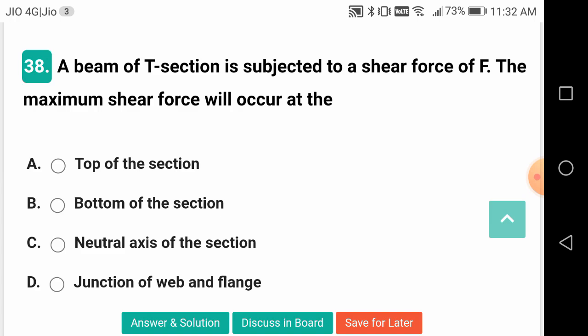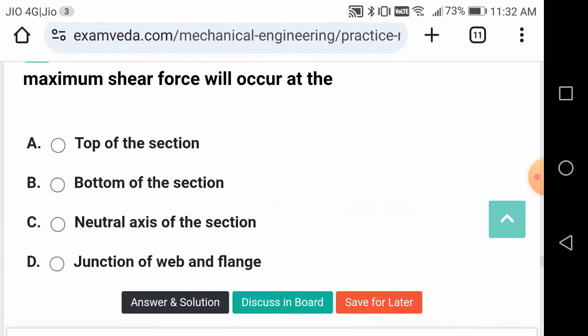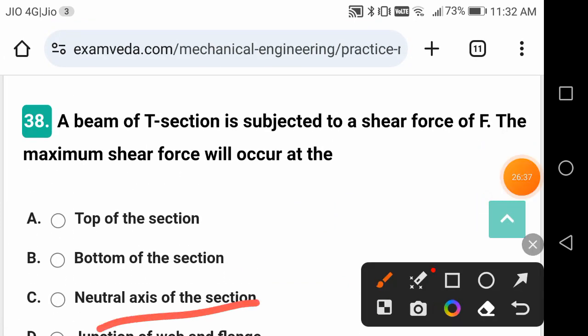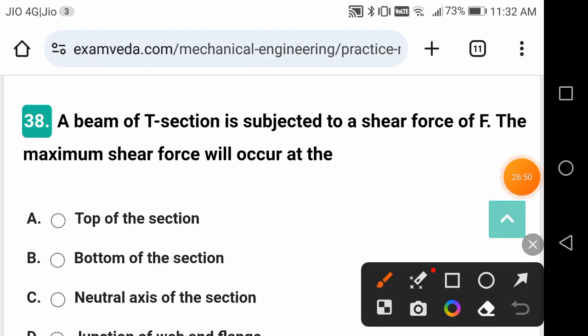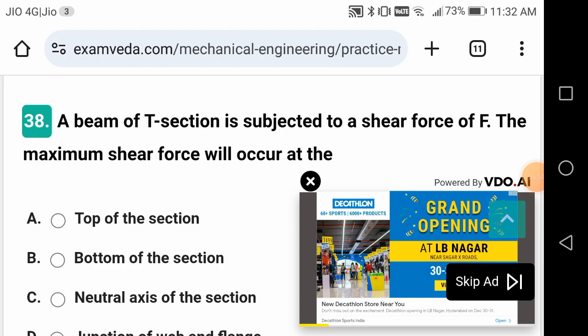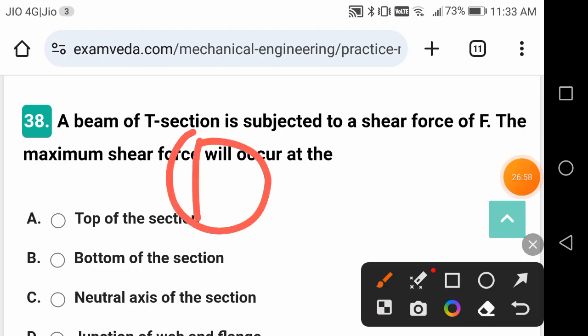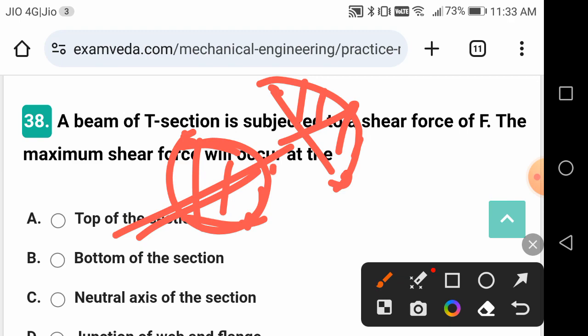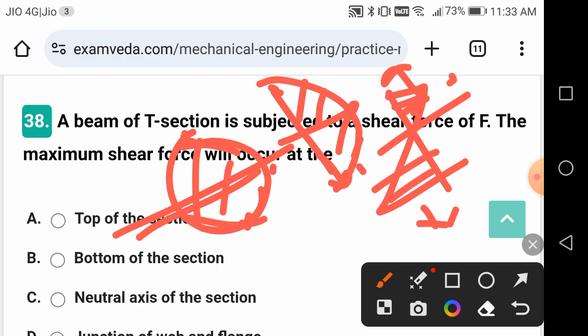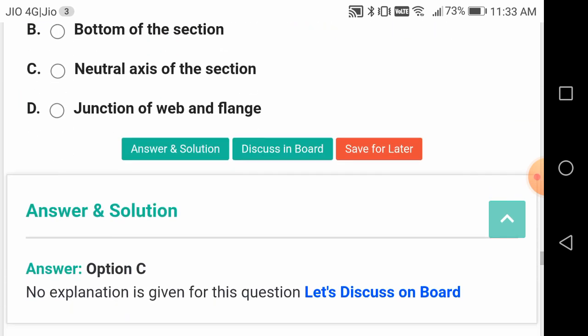A beam of T section is subject to a shear force of F. The maximum shear stress will occur at which point? Neutral axis of the section. So shear stress will be maximum at the neutral axis, but bending stress will be 0 at the neutral axis. The shear distribution will be something like this, maximum at the neutral axis, and 0 at the outermost fibers. But bending stress will be compressive on one side, tensile on the other, and 0 at the neutral axis. So that's the difference between the behavior of shear and bending for a beam.